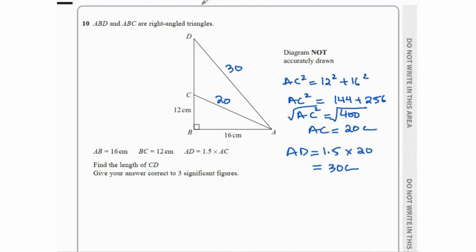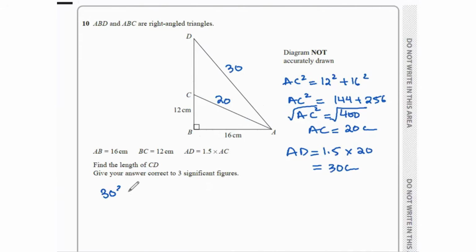So if you look at your triangle again, for the triangle BDA, we have the hypotenuse, which is 30. We have the other length as well. We need to find BD. Once we have BD, we can easily subtract 12 from that to get CD.